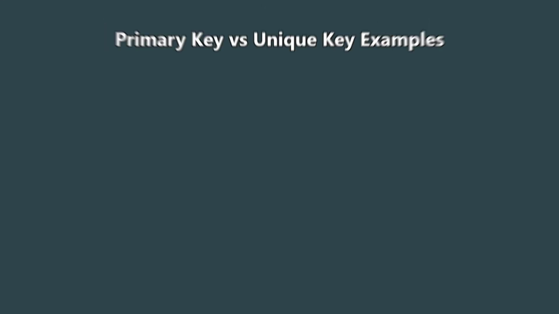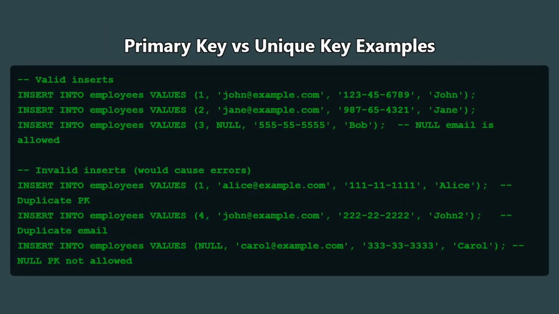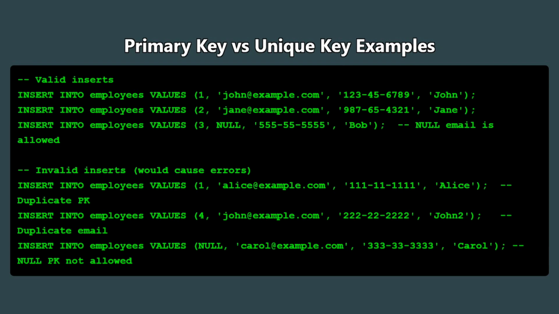The examples show valid and invalid insert operations. Notice that null values are allowed for columns with a unique constraint, but not for primary keys, and duplicate values will cause an error for both constraint types.